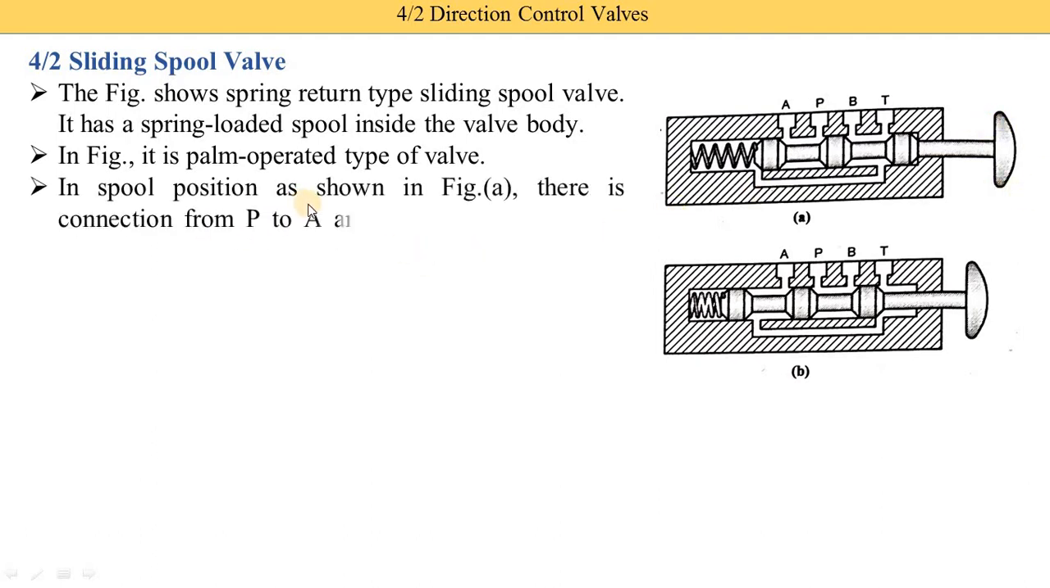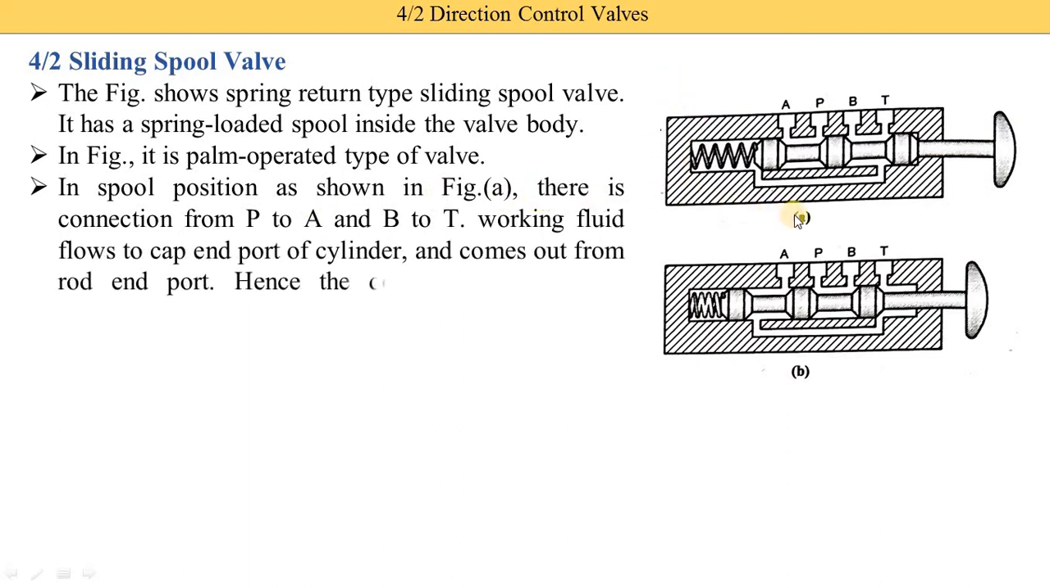In the spool position as shown in figure A, in this first figure here you see A is written. There are connections from P to A and B to T. Here you see that the P port is connected with this A port. Here you see this passage, which means oil coming from the pump is supplied to the A port, and B is connected with the T. Here you see this B port is connected with this T.